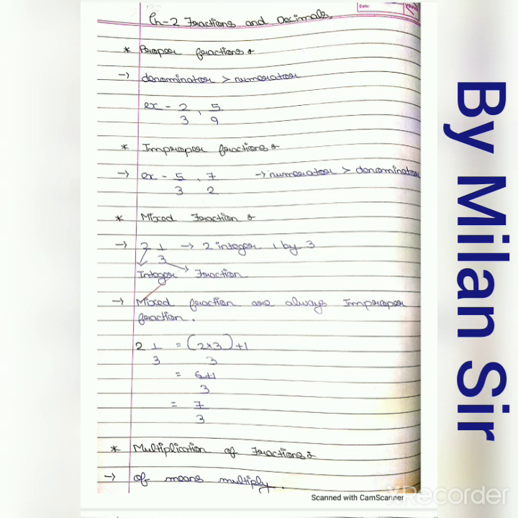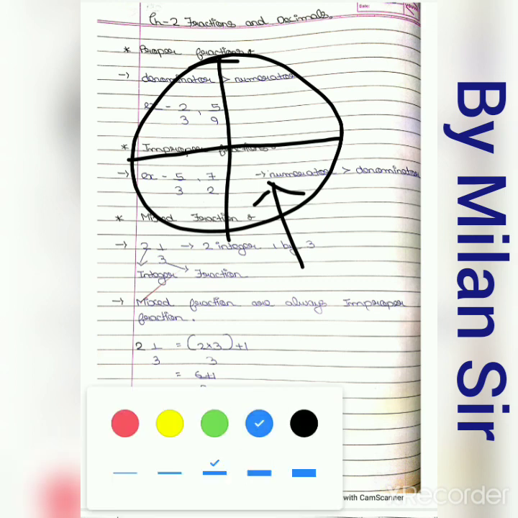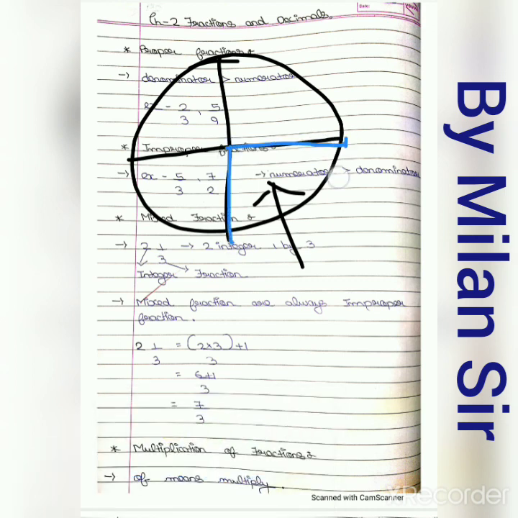What is a fraction? A fraction is a part of a whole. The basic meaning of fraction is a part of a whole. That means if I have one circle, this is not a proper one, but just consider it as one circle. If I divide the circle into four parts from the center, then each part is called a fraction. This blue region is one fraction. It is 1 by 4.